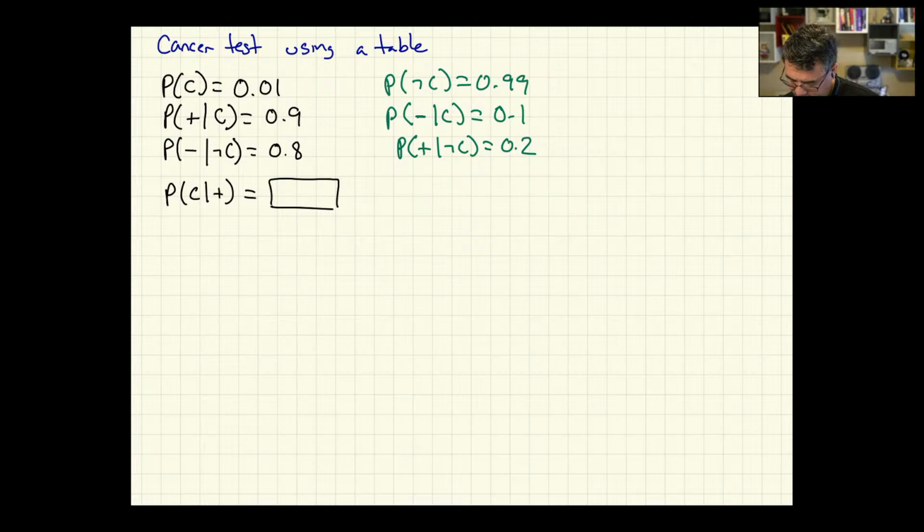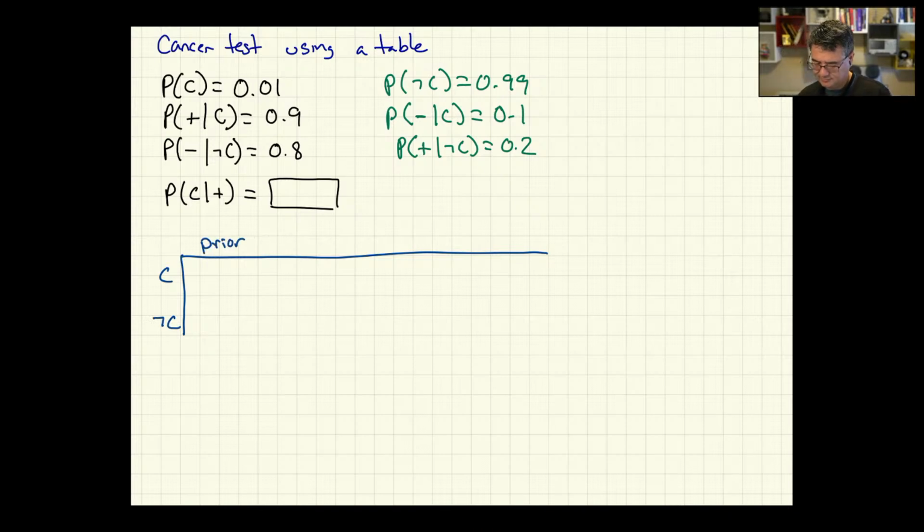Okay, let's set up the table. So my prior is you either have cancer or you don't have cancer. We wanted to calculate the probability of having cancer given that the test we did came out positive. So that's going to be our next column, the positive column. We've got our P prime column and our P column. All right, let's throw the numbers in there.